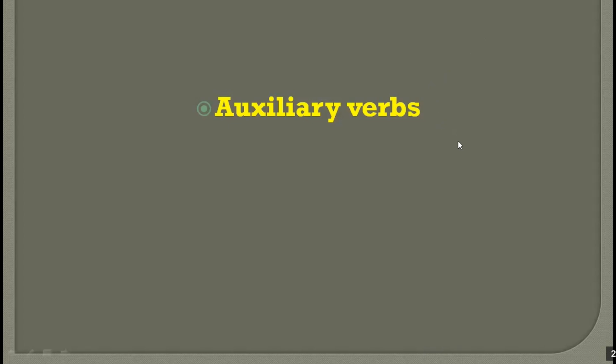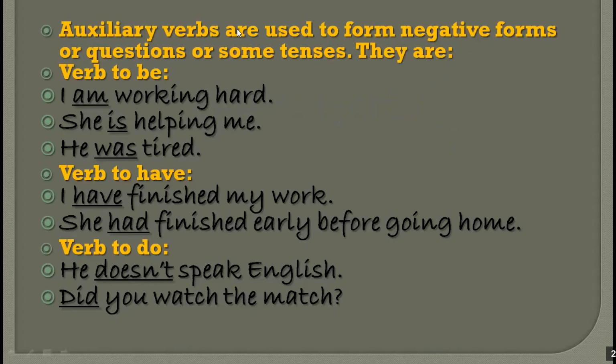Okay, let's watch. Auxiliary verbs are used to form negative forms or questions or sentences like the examples here. We have three types of auxiliary verbs: verb to be, verb to have, and verb to do.